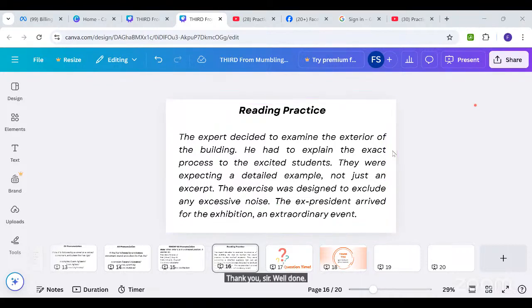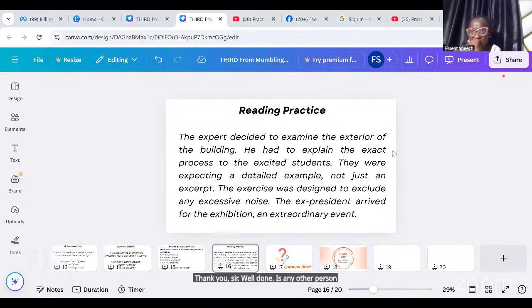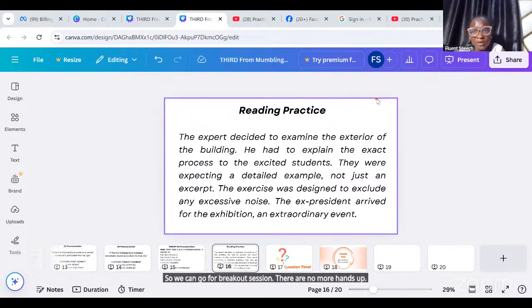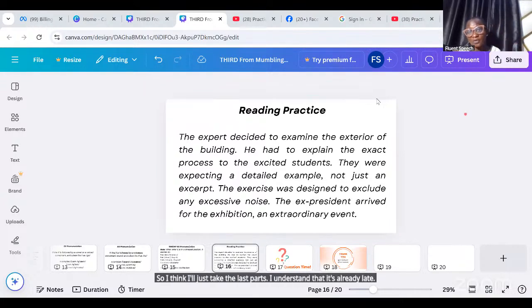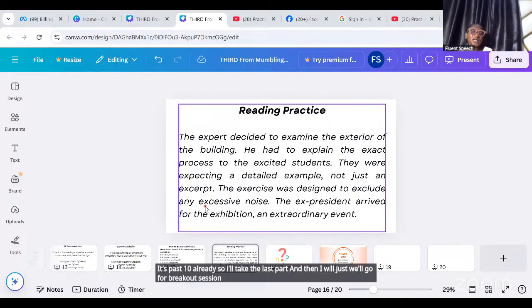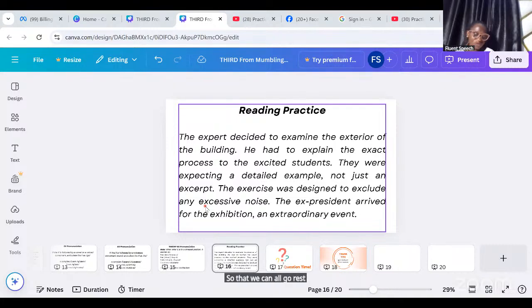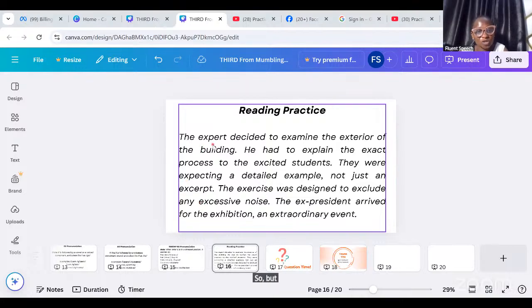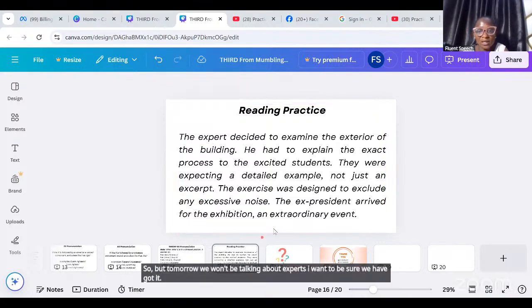Well done. Is there any other person who would like to practice so we can go for breakout session? There are no more hands up. So I think I'll just take the last part. I understand that it's already late. It's past 10 already. So I'll take the last part and then we'll go for breakout session. Please, again, do screenshots of this reading. This is all we are practicing in our breakout session. The breakout session will just be for 15 minutes so that we can all go rest for tomorrow. We'll meet again tomorrow by 8 p.m. But tomorrow we won't be talking about EX words. I want to be sure we have got it.